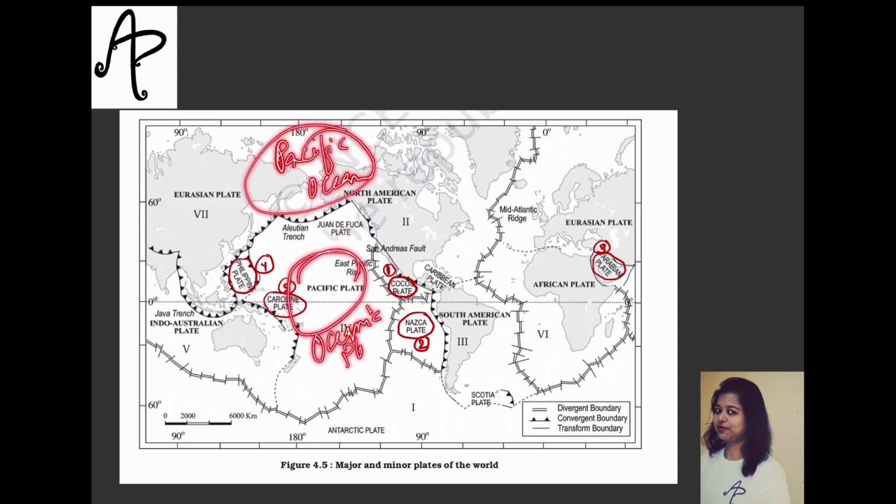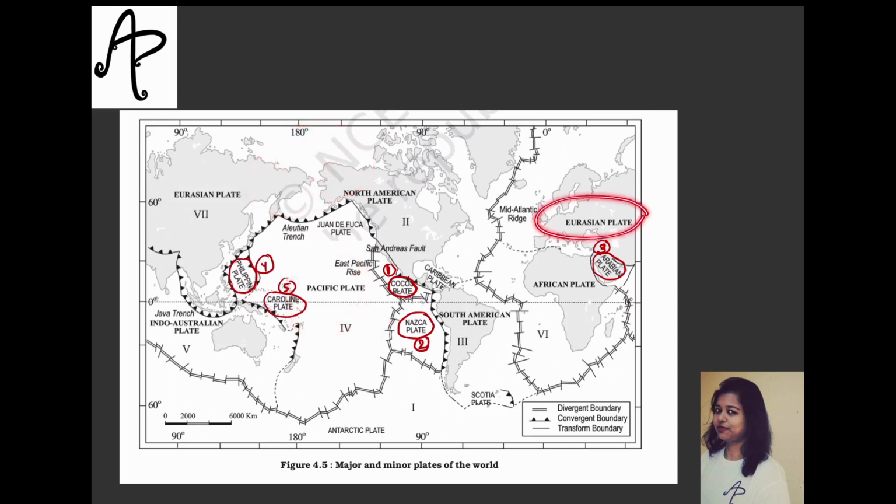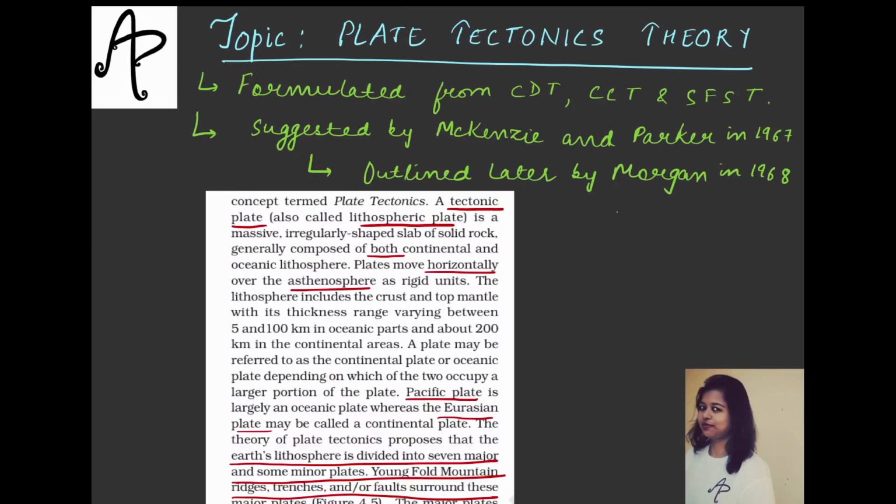Now, let's say we talk about the Eurasian plate. यहाँ पे यूरेशियन प्लेट जो है वो इधर वाली जो ये पूरा एरिया है, अब you are seeing कि this is mostly the continental part, hardly any water bodies are there, but it's mostly the continental part, therefore you will call it to be the continental plate.